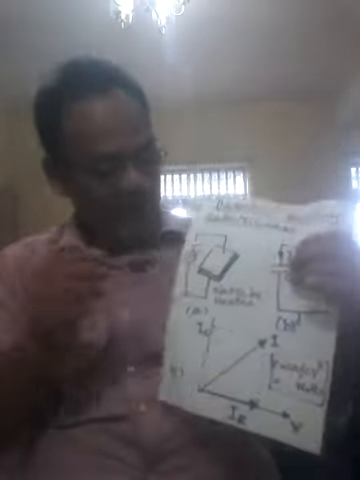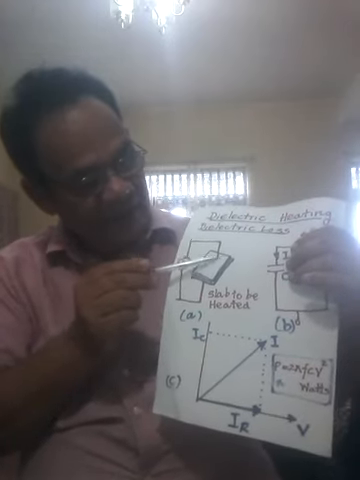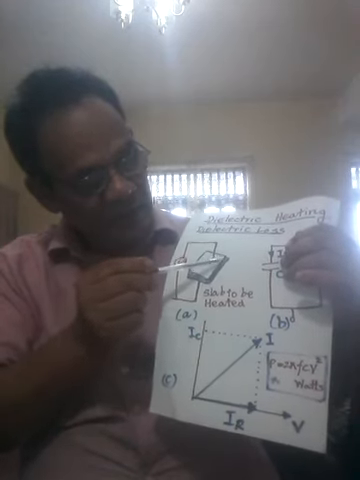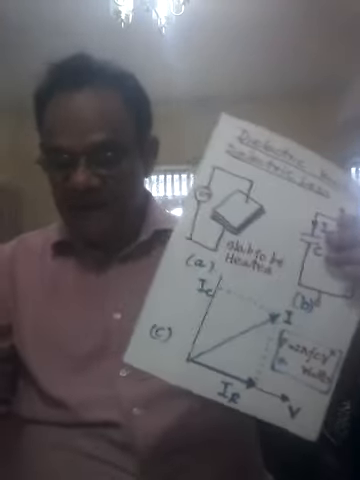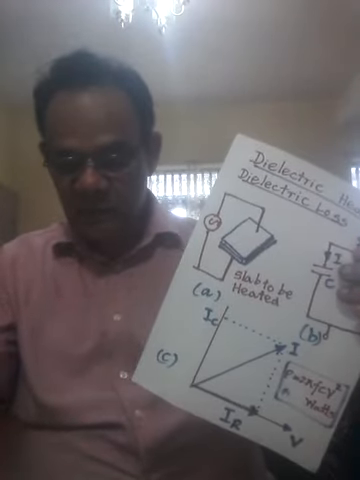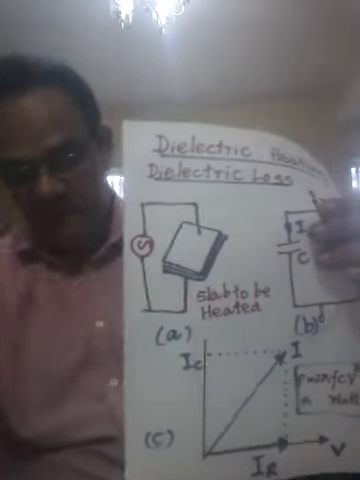Now we want to discuss the advantages of dielectric heating. Number one, uniform heating. In dielectric heating, all the plate area and the insulating material are heated uniformly. It is a very important factor.